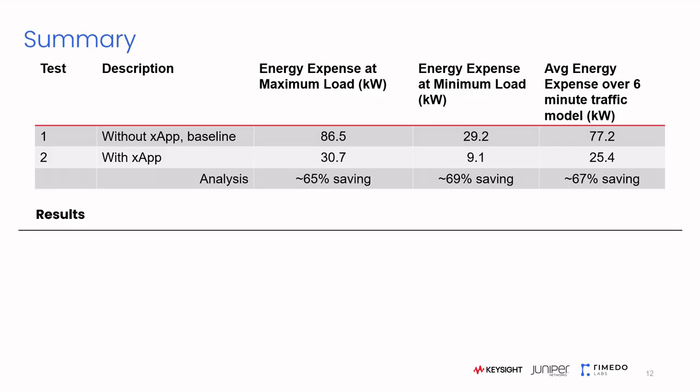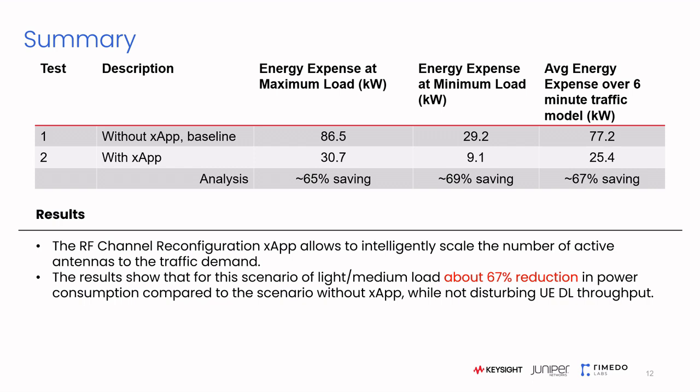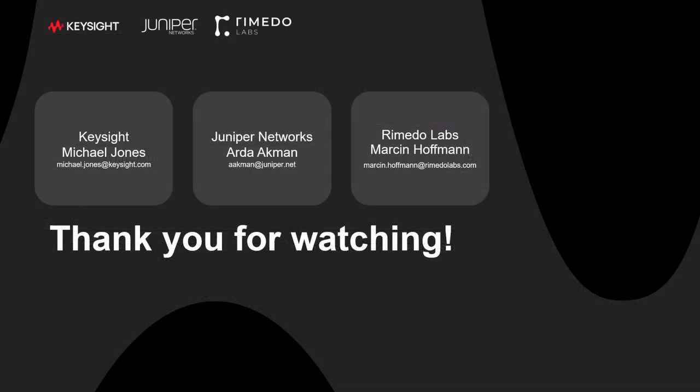In summary, the xApp testing observed an energy savings. The RF channel reconfiguration xApp intelligently scaled the number of active antennas to the traffic demand. For this scenario, about 67% reduction in power consumption was observed without disturbing UE downlink throughput. In this collaboration, the Rimedo Labs RCR-xApp was onboarded to Juniper Networks Near-RT RIC and verified against an Open RAN network emulated by Keysight RICtest.